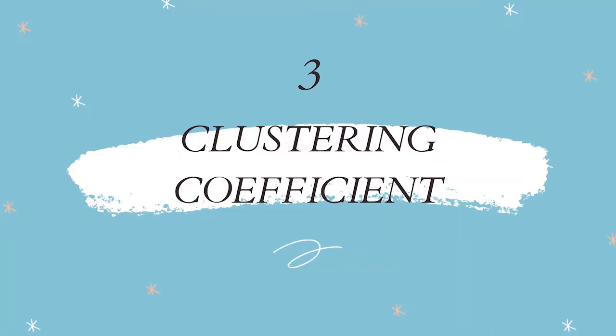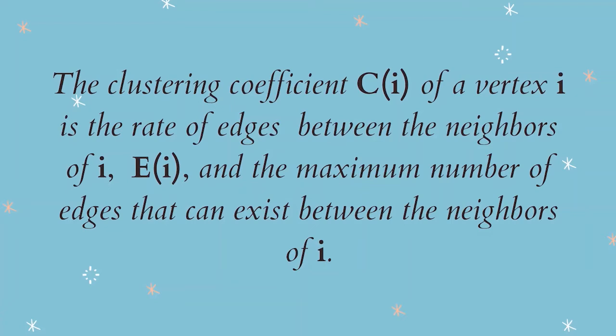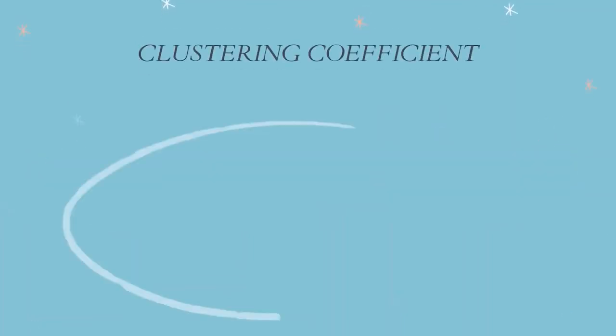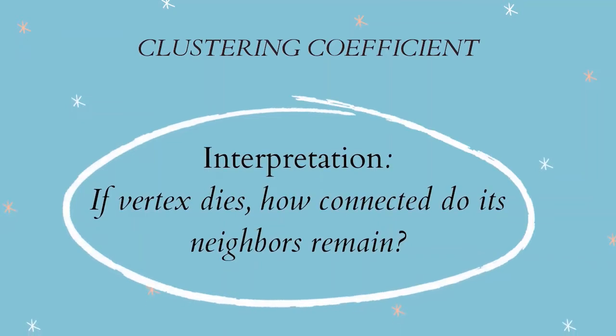Clustering coefficient. The clustering coefficient of a vertex is the rate of edges between its neighbors and the maximum number of edges that can exist between its neighbors. Interpretation: if a vertex dies, how connected do its neighbors remain?